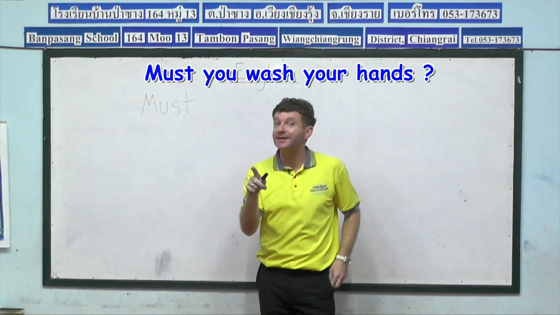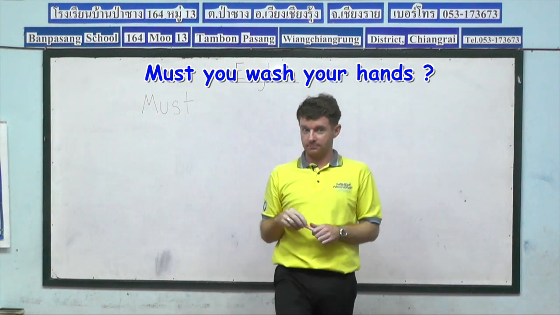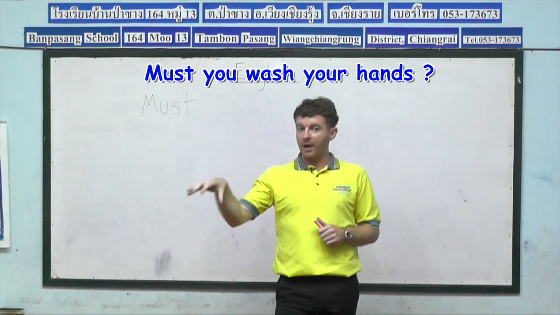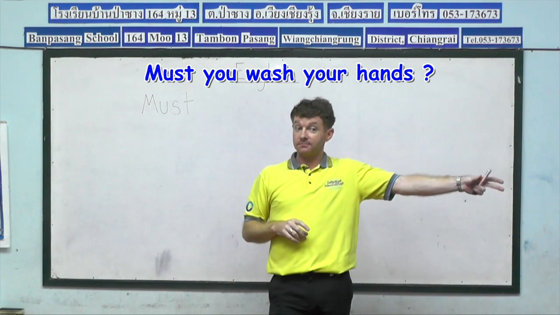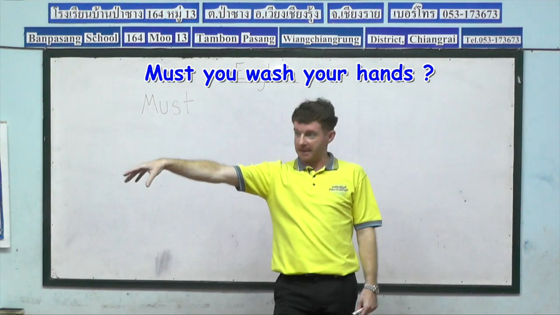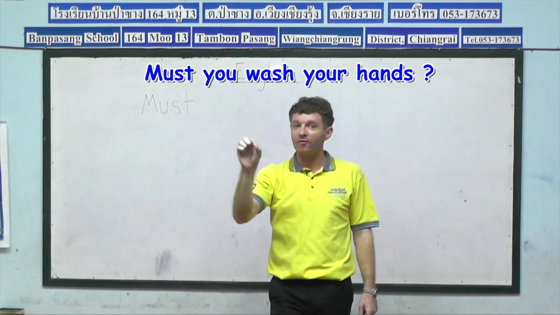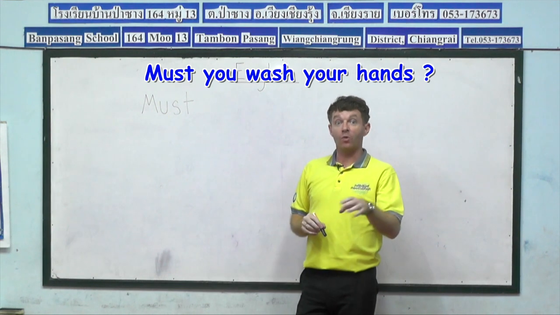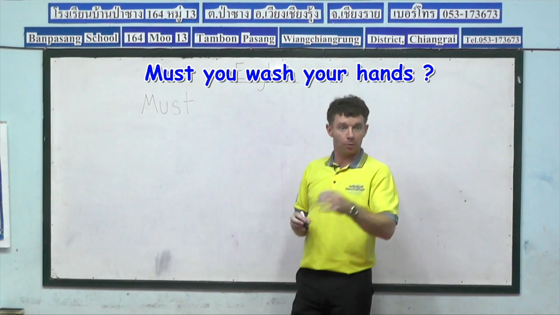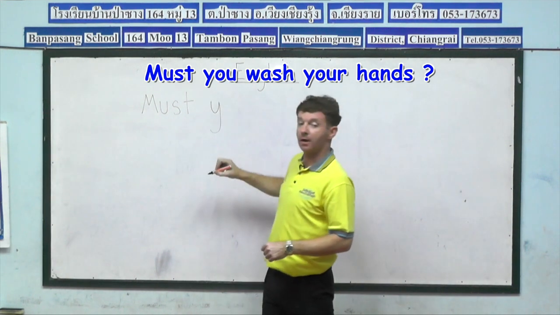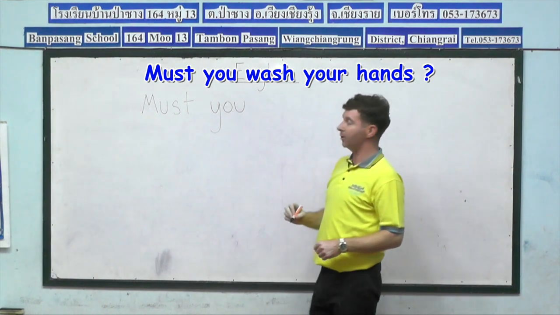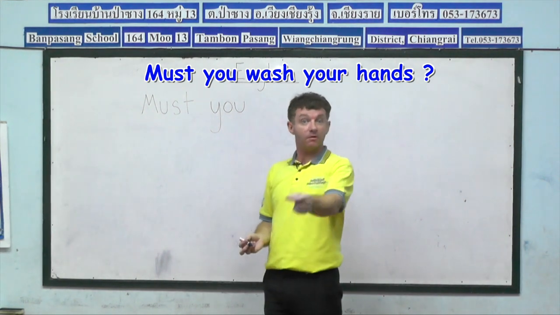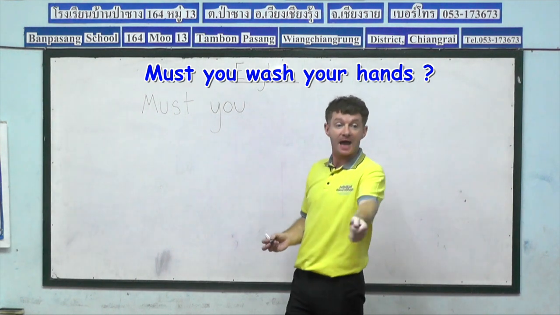But first of all, we learned how to use must as a question. Yes. When we ask a question using the word must, where does must come in the sentence? At the end? No. At the beginning? Yes. Must is always the first word in a question. So we have must. Next word for the subject, we can say you. Must you? Y-O-U. And then next comes the verb, or the thing that we want to ask. For example, must you wash your hands?